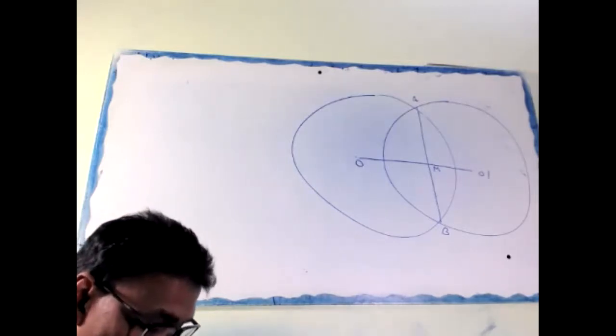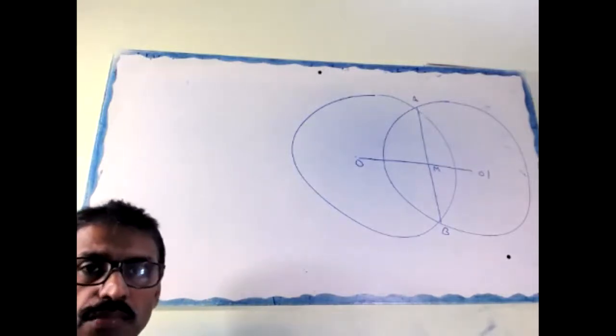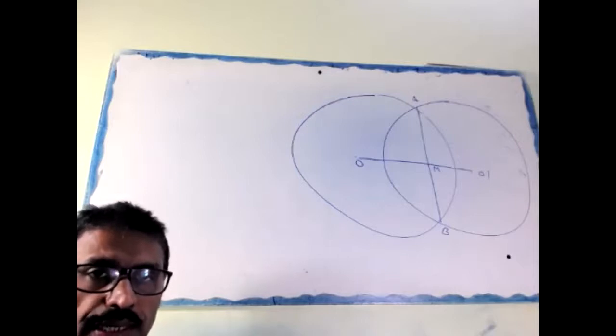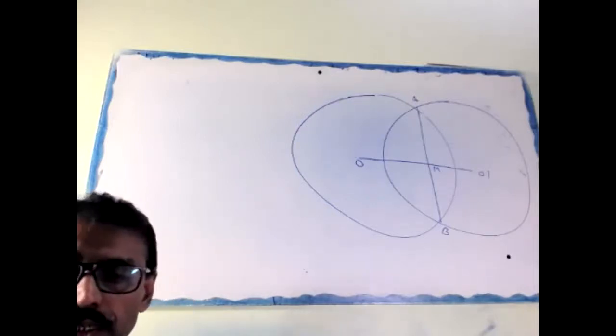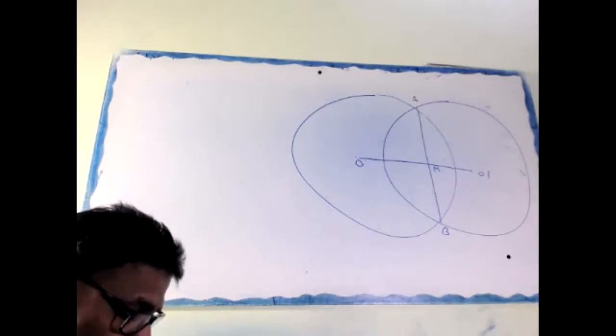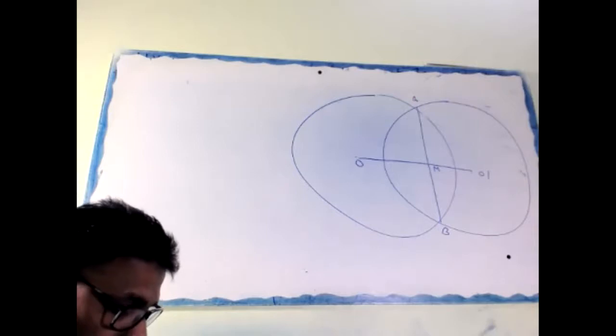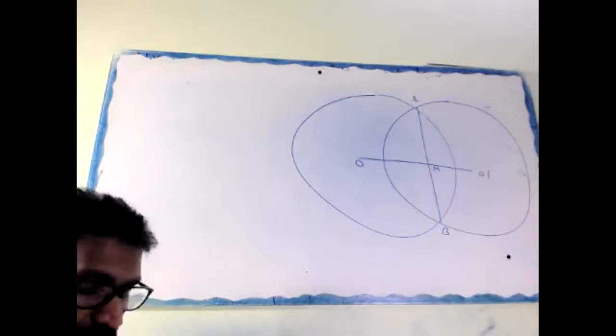Given: two circles with centers O and O dash intersect at A and B.